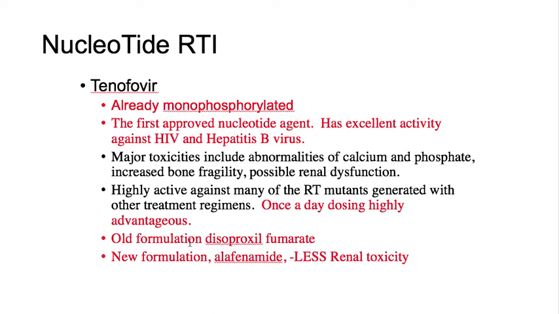The original formulation, the disoproxil fumarate, was associated with renal toxicity and osteoporosis. The newer formulation, tenofovir alafenamide, has much less renal toxicity and osteoporosis, and basically all of the formulations will be converted to alafenamide, but each must undergo approval by the FDA because they are new drugs, and each of the combination therapies containing tenofovir has to have new tablet formulations approved by the FDA. Almost all of them have been converted at this particular time.